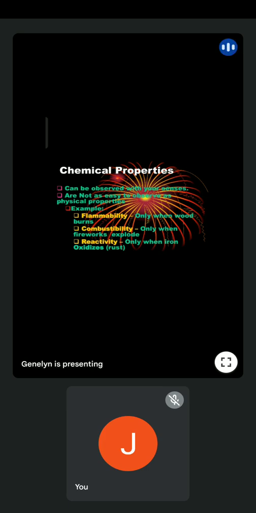Example, flammability, combustibility, reactivity. When we say flammability, it is only when mold burns. When we say combustibility, it is only when fireworks explode. Reactivity, it is only when iron oxidizes or rusts.